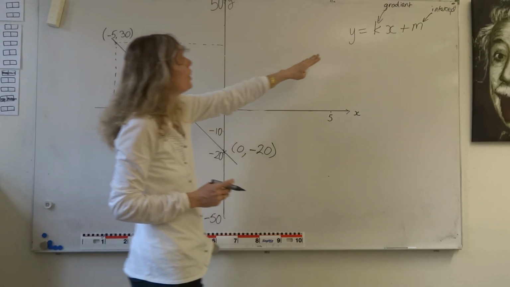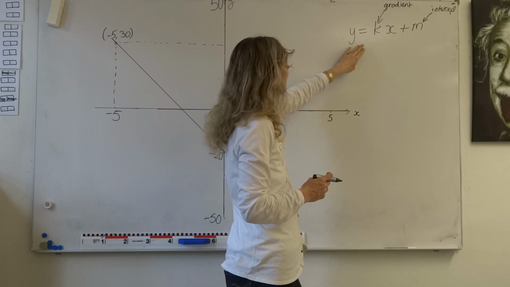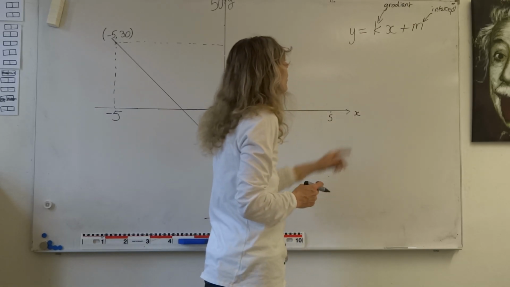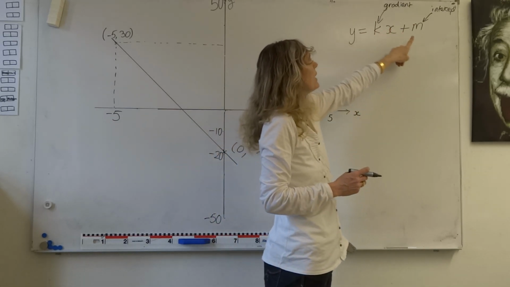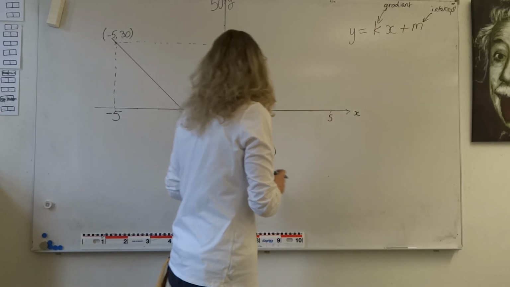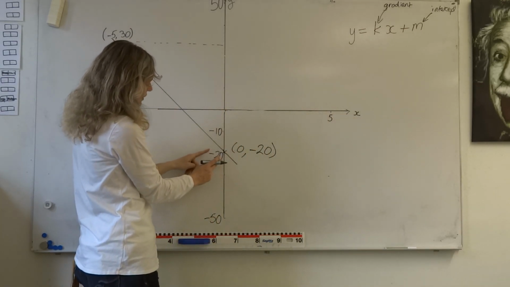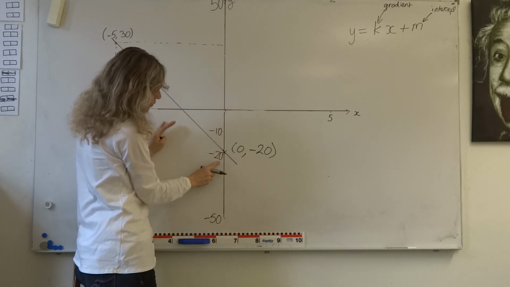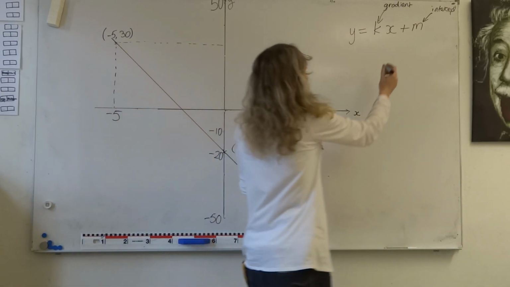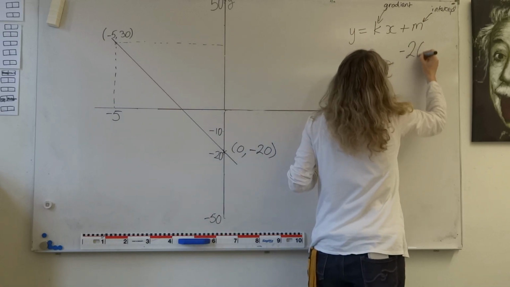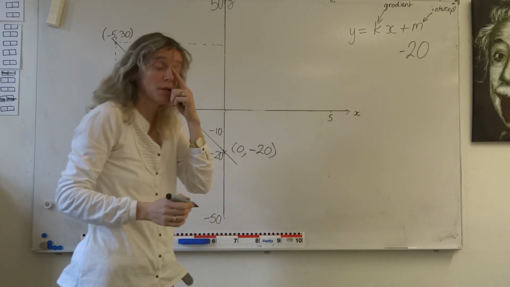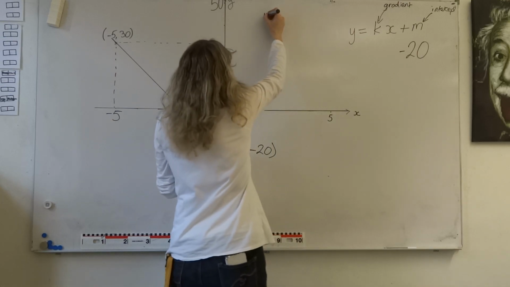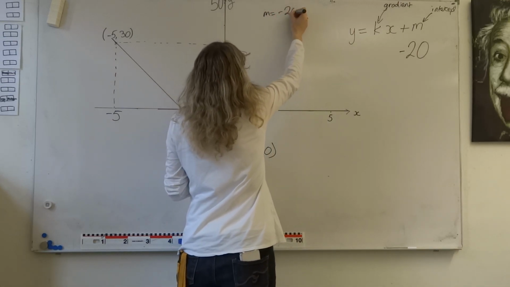We know that the equation is going to have the form y equals kx plus m, where k is the gradient and m is the intercept. The intercept is nice and easy for us to get. We just look, when does this line cut the y-axis? It cuts the y-axis at minus 20. So we have the answer minus 20 for m. So let's define m equals minus 20.